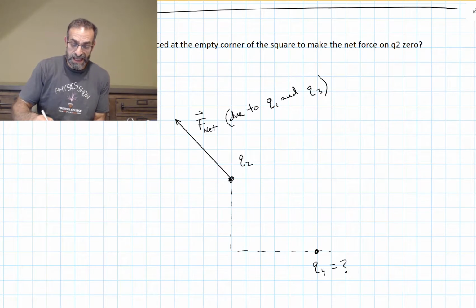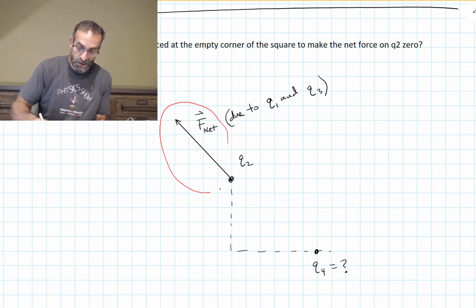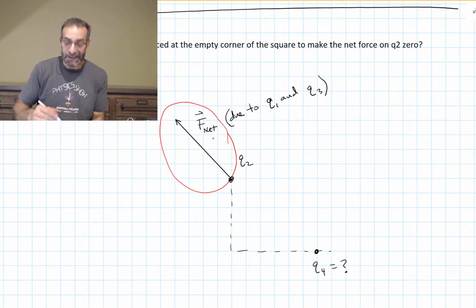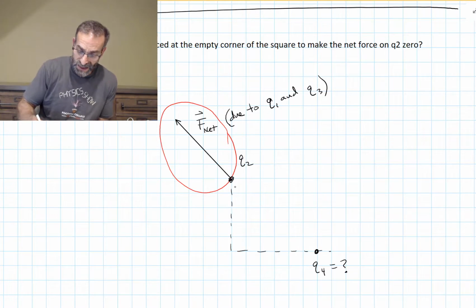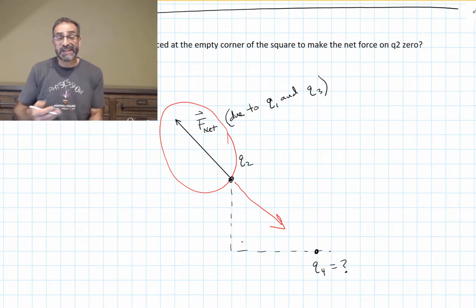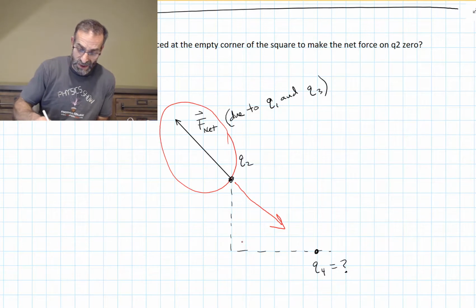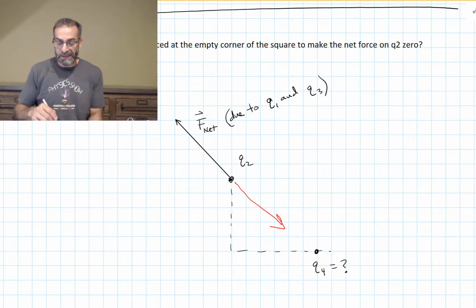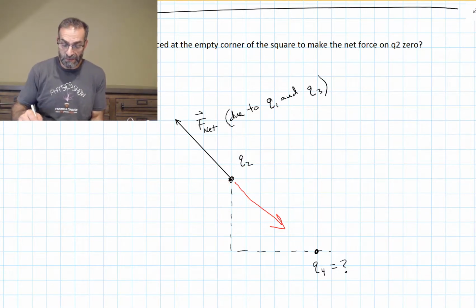In order to negate this force, in order to cancel out that force, we have to have a force in this direction due to Q4. It has to attract Q2. So it has to have the opposite sign of Q2. It has to be negative. Q4 has to be negative.